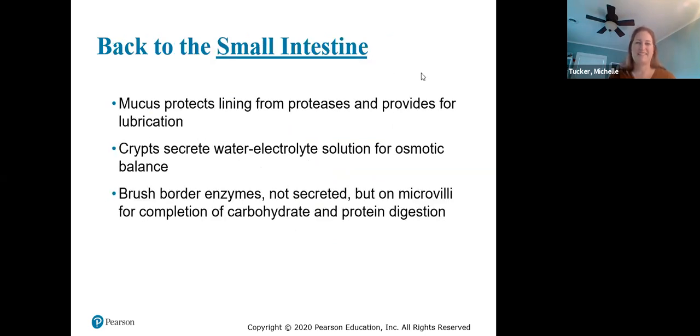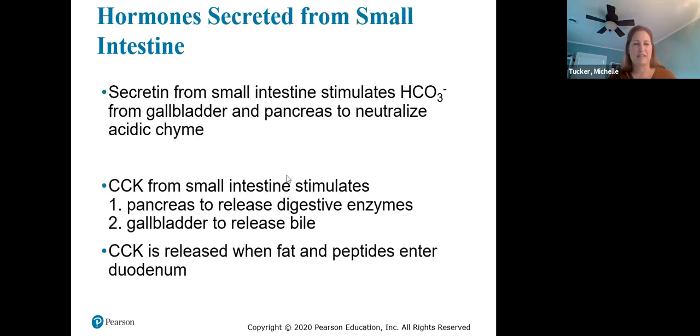Back to the small intestine. The small intestine does have a mucus lining to protect it from proteases and provide lubrication. It has what are called crypts that secrete a water and electrolyte solution. The brush border enzymes we'll get more in depth into in the next lecture. They're very interesting, and they also make sense as far as their function. They are a very elegant little system.